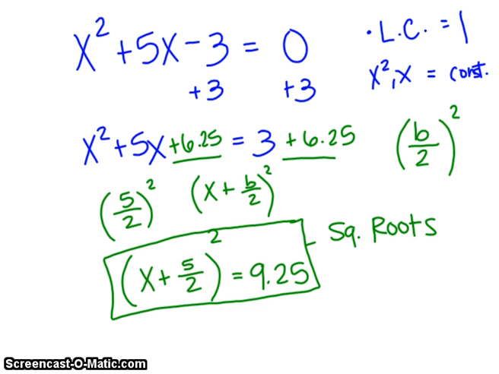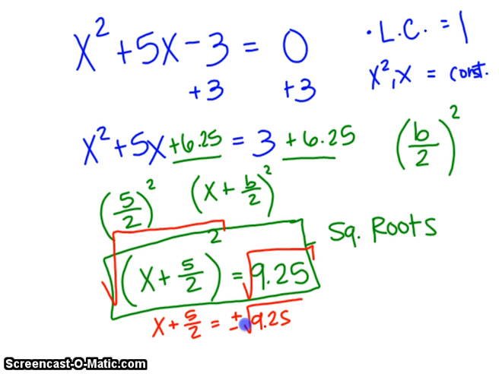So if I'm going to solve this by square roots, I take the square root of each side, so the square root over here and over here. So I'm left with x plus 5 halves equals both the positive and negative square root of 9.25. And finally, to get x by itself, we're going to take away the 5 halves, or the 2.5, on both sides. So our two answers end up being that x equals positive or negative square root of 9.25 minus 2.5.